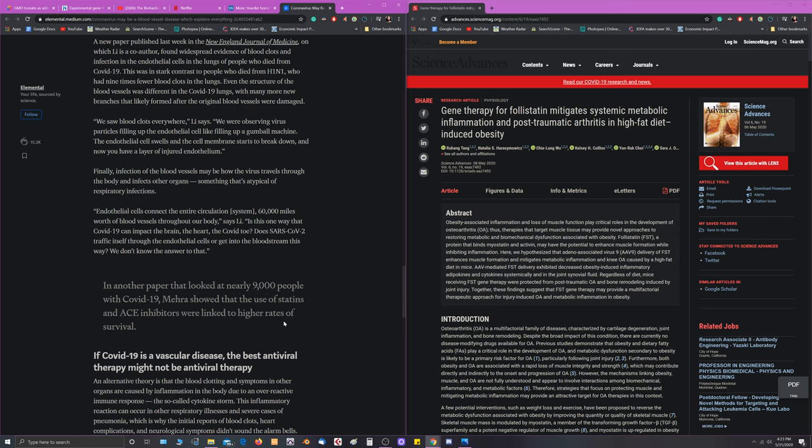Interesting. Finally, infection of the blood vessels, not blood cells. Infection of the blood vessels may be the way the virus travels through the body and infects other organs. Interesting. I guess vitamin C would be good too, right? I mean, some people get vitamin C injections.